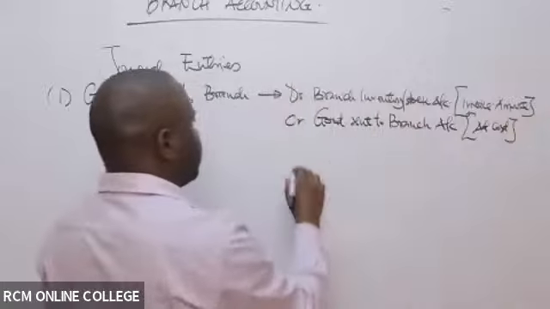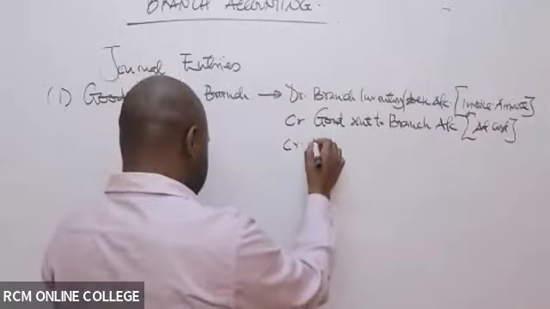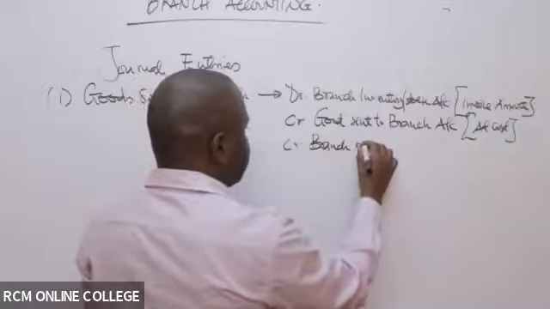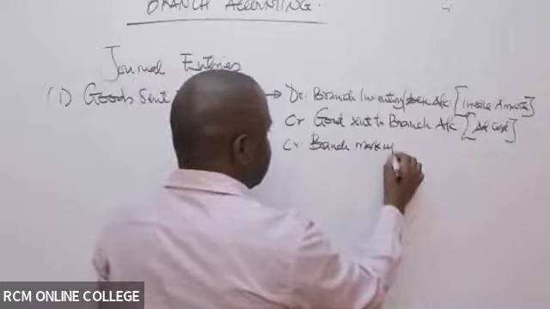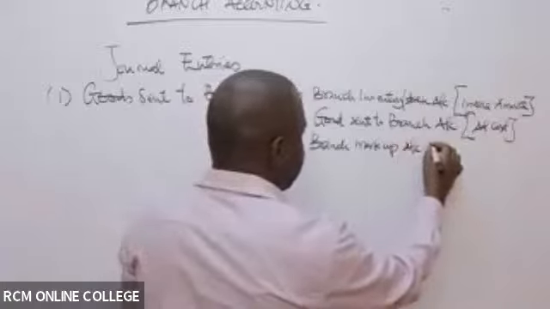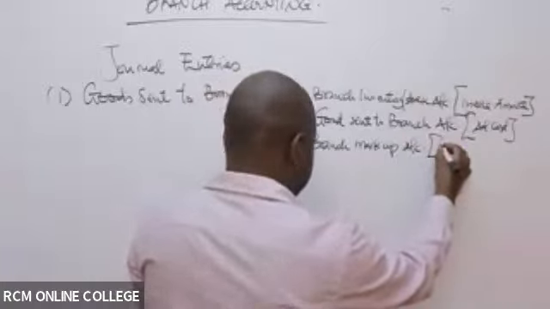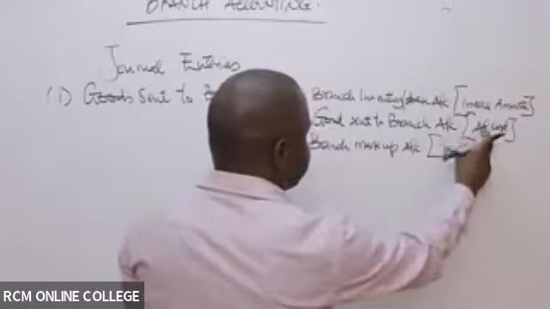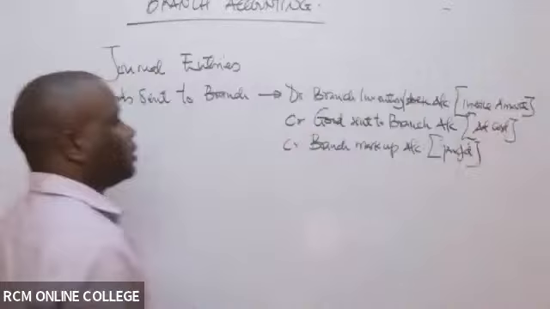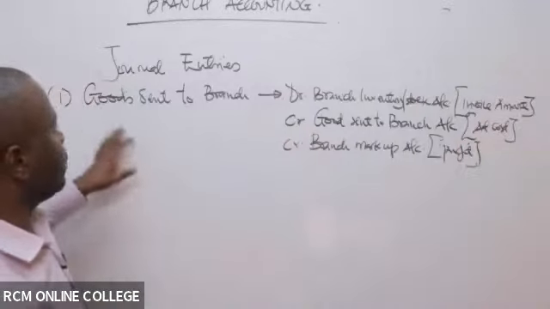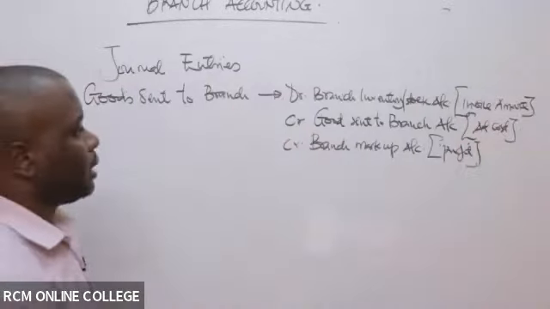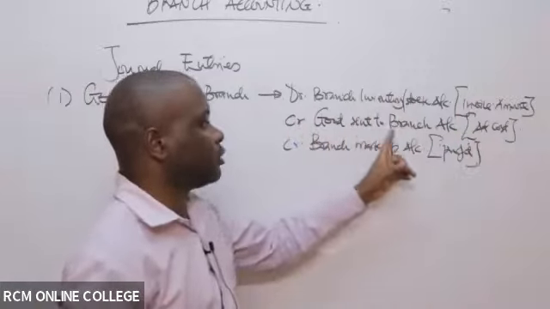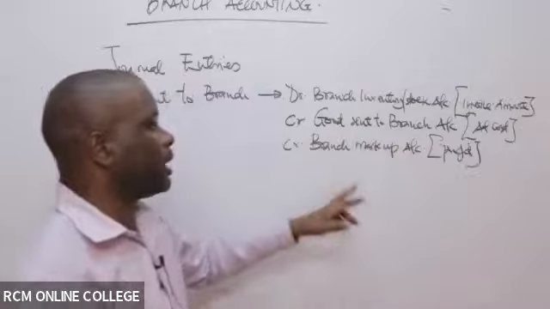Then the profit element, you'll credit in the branch markup account. In this case, you're basically looking at the profit element. When you add the profit plus the cost, you get the invoice price. So that's how you deal with the goods that have been sent to the branch. You debit the branch inventory stock account, then credit the goods sent to branch account, then the branch markup account.